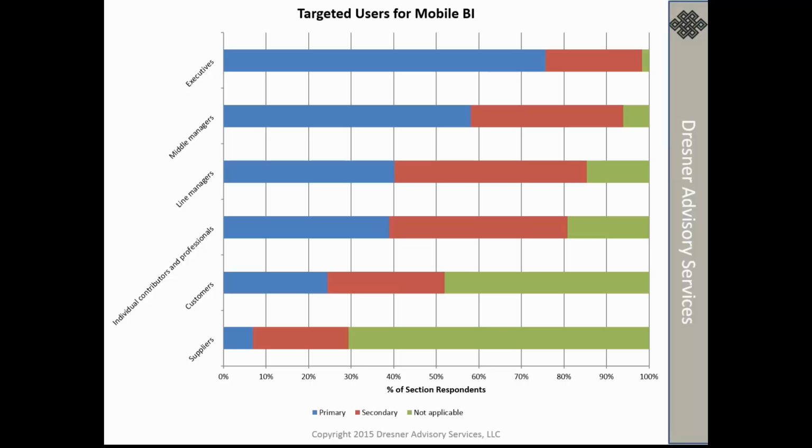So next, we like to talk about targeted users. And we talked just a moment ago that executives have really driven mobile BI within the organization. That's actually been a really good thing because executives, once they saw the value of mobile BI, started to push it down in the organization. So you can see that executives are the top targeted users, followed by middle management, line management. It almost follows the hierarchy of the organization.